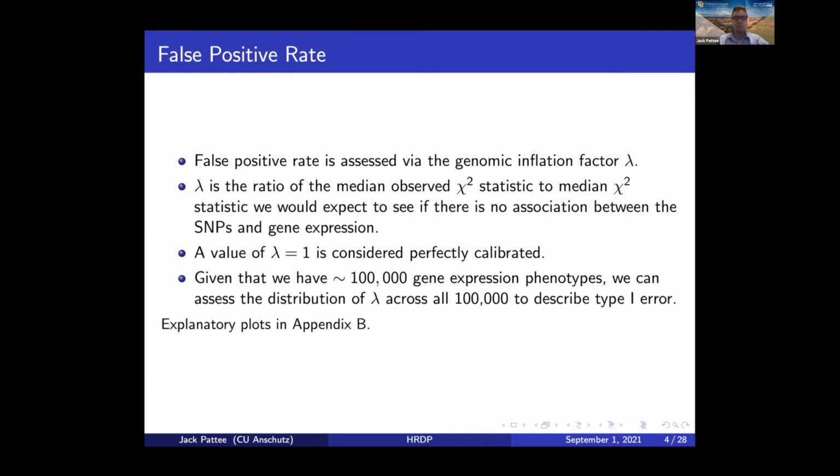The reason that we think this is valuable is because we expect, under the principle of sparsity, that the majority of SNPs are not actually associated with any given gene expression phenotype. So the median chi-squared statistic that we look at should not be associated either. The more significant the median observed chi-squared statistic is, the larger this ratio goes above 1, and the more pathological inflation we think we might have. The value of 1 is considered perfectly calibrated. So given 100,000 gene expression phenotypes, we assess the distribution of lambda across all 100,000 to characterize the type 1 error of these methods.